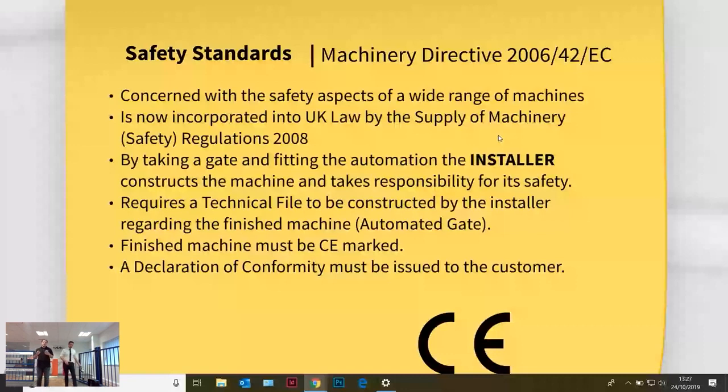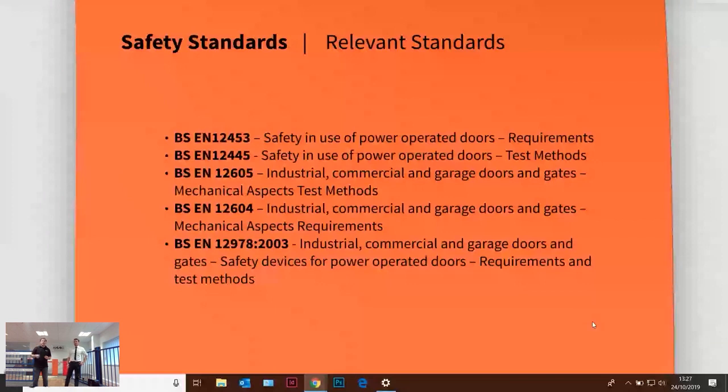Following that, in order to help with the Machinery Directive, we have the relevant standards. The first 2 are the ones we're going to be looking at ourselves here, which is BS EN 12453 and the 12445. They're the actual requirements and the test methods. We'll actually look at the test methods in a later webinar. The second 2 is BS EN 12605 and the 12604. They are to do with the mechanical aspects of the gates themselves. They're not something we ourselves are in charge of. It's mainly for installers, making sure that the gate is strong enough and robust enough to be able to be automated in the first place.